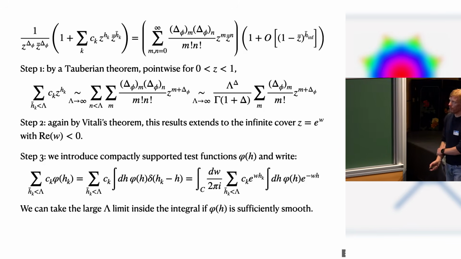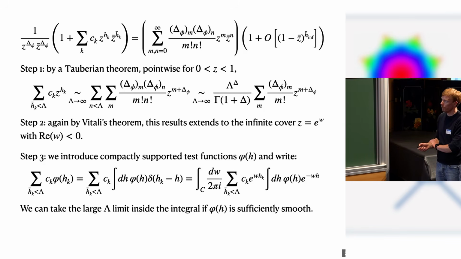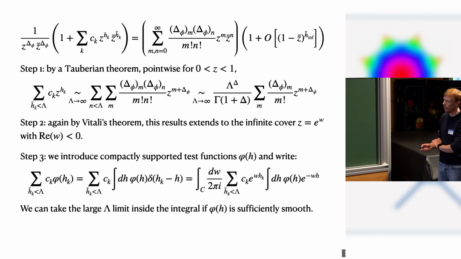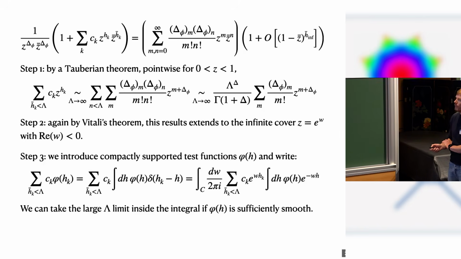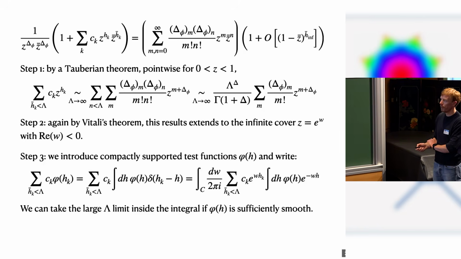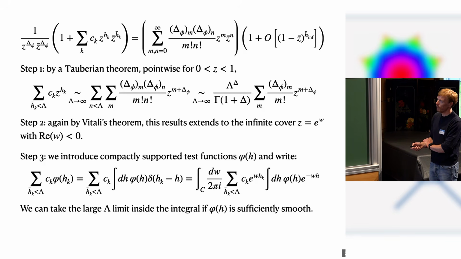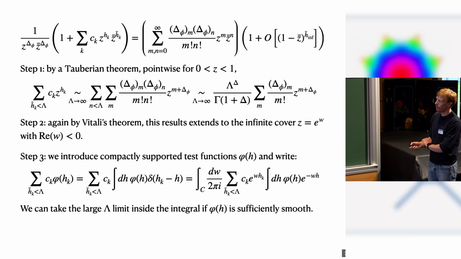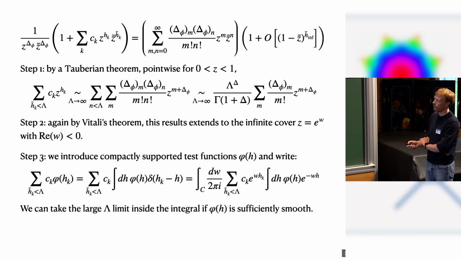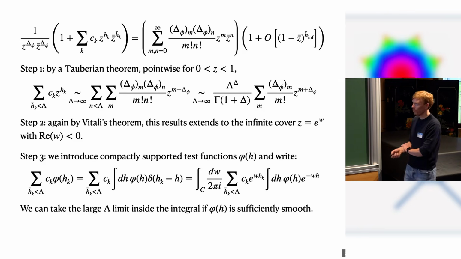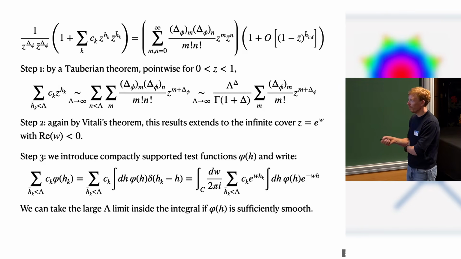And if you want to do it properly, you want to basically introduce some compactly supported test function phi of h, which is not our original operator. And then you can play these kind of games. So you say, well, what is this thing? This is obviously equal to that. And then this delta function is just the Fourier transform of e to the 2 pi i w h k minus h.